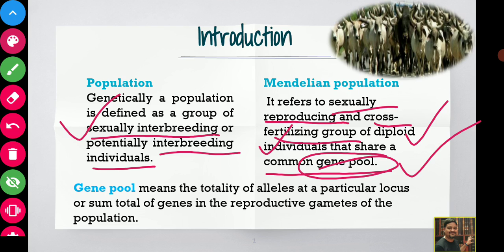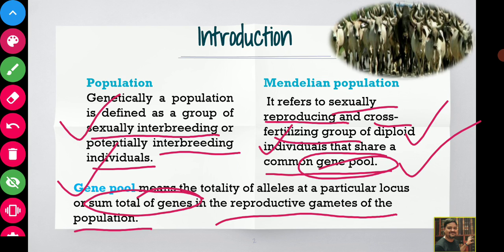Or in other words, you might be aware of this definition: it may be the sum total of genes in the reproductive gametes of a population. So the sum total of genes is also known as gene pool. Mendelian population refers to a sexually reproducing and cross-fertilizing group of diploid individuals that share a common gene pool. This is the difference between population and Mendelian population. Population is the broad term and Mendelian population is a particular characteristic of a population.